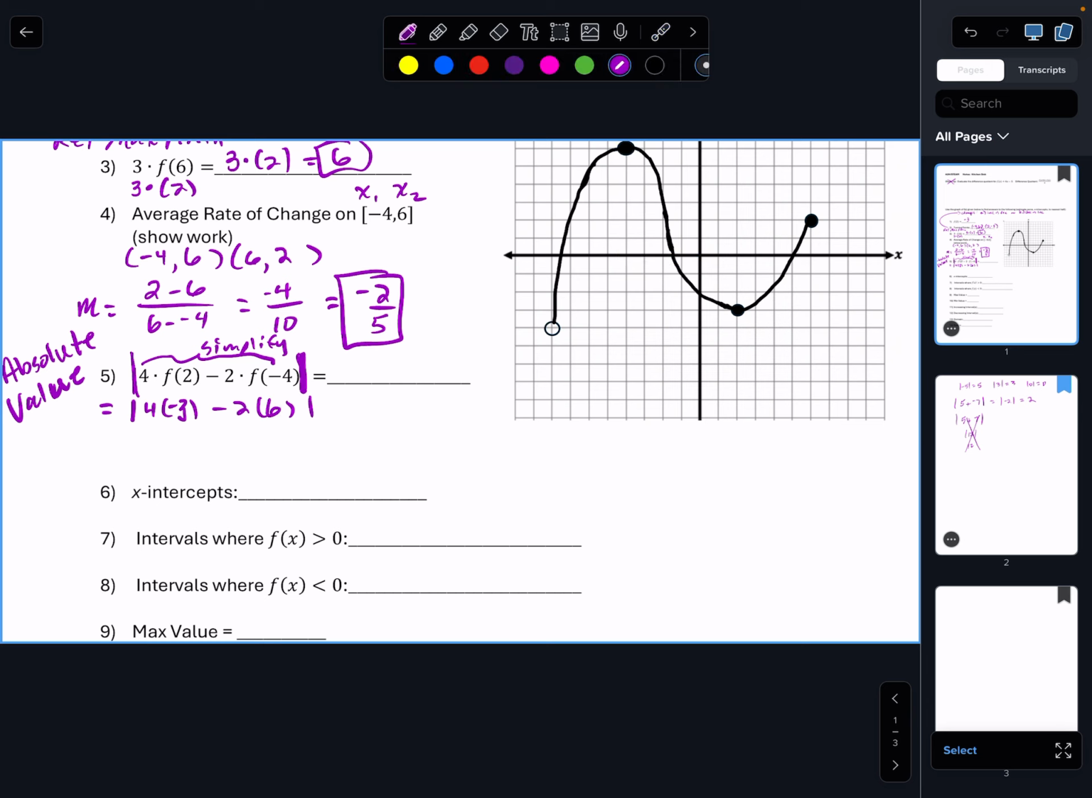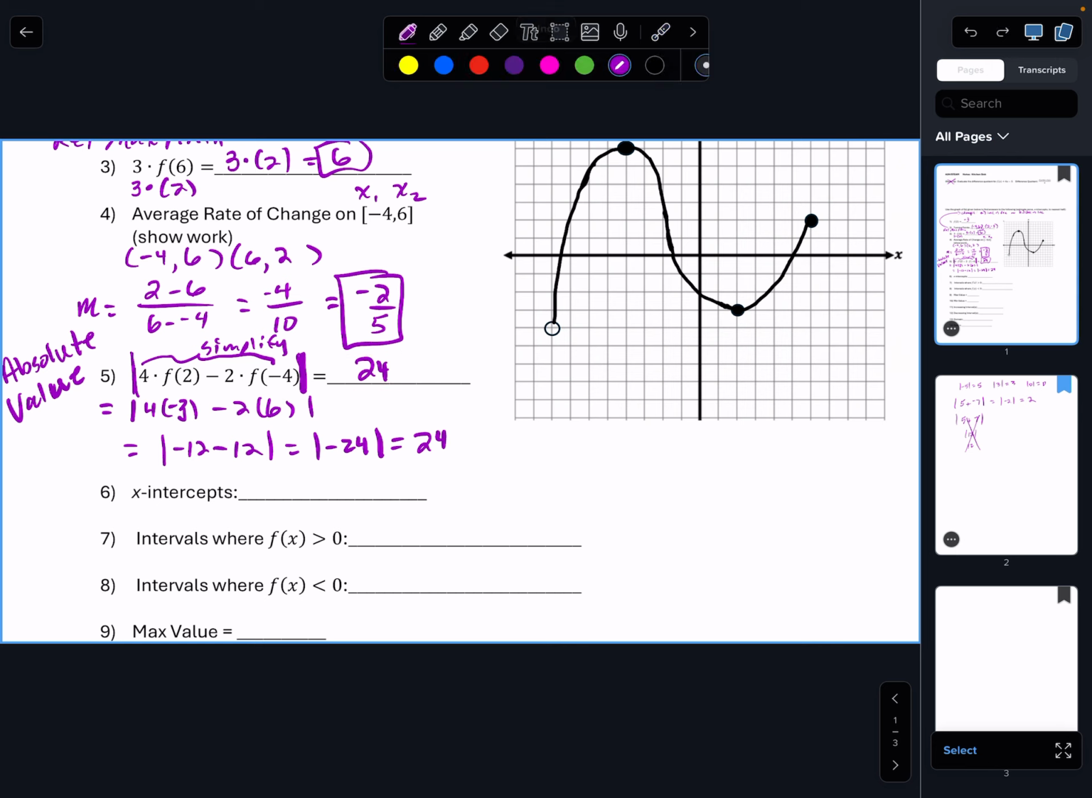And then order of operations, you need to do the multiplication first. And then simplify inside. And then your final answer is 24. So just show your work there like that. I want to be able to see what you substituted in for f of 2. I want to see what you substituted in for f of negative 4 and what your process was.